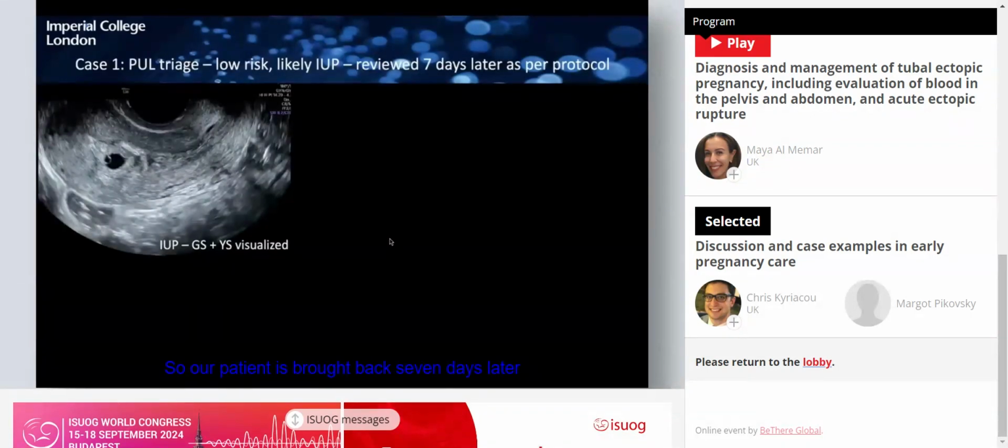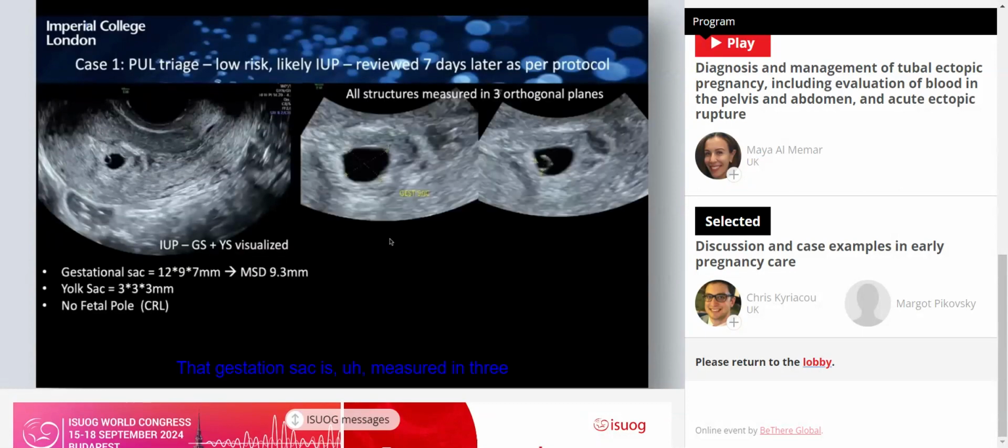So our patient is brought back 7 days later as per the protocol, and we can see that the scan has changed. We can now see an intrauterine pregnancy with a gestation sac and a yolk sac. That gestation sac is measured in 3 orthogonal planes to yield a mean sac diameter of 9.3 millimeters, and there is no fetal pole present. The ovaries are unremarkable, and we can see that there is a corpus luteum on the right side.